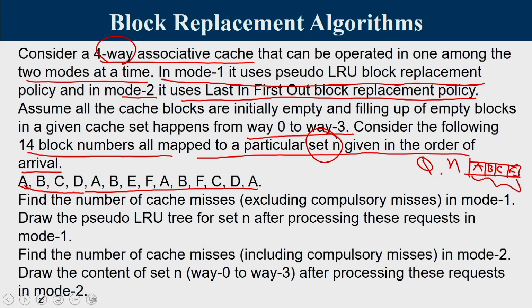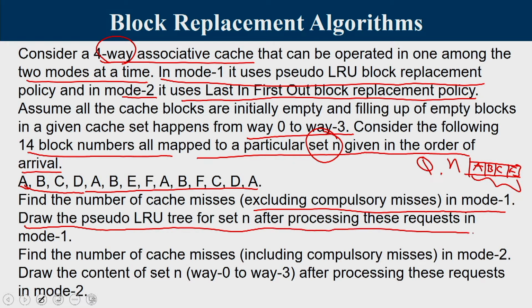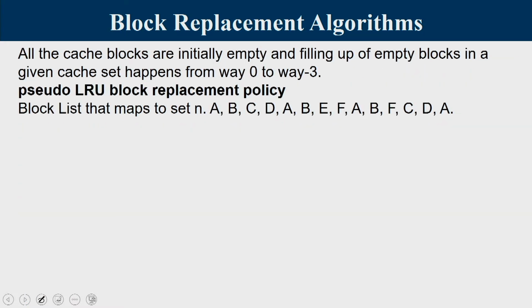Find the number of cache misses that are happening, excluding the compulsory miss, in mode 1. Draw the pseudo LRU tree for set n after processing this request in mode 1. That is part 1 of the question. Find the number of cache misses, including the compulsory miss, in mode 2. Draw the content of set n, way0 to way3, after processing this request in mode 2. So, this is basically the question.